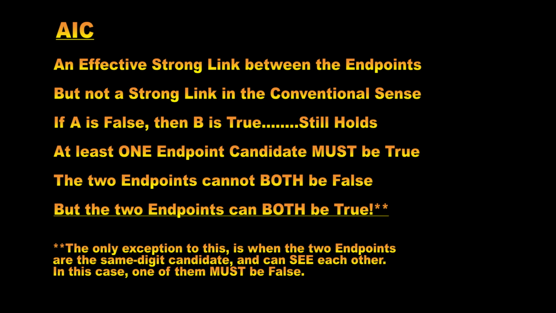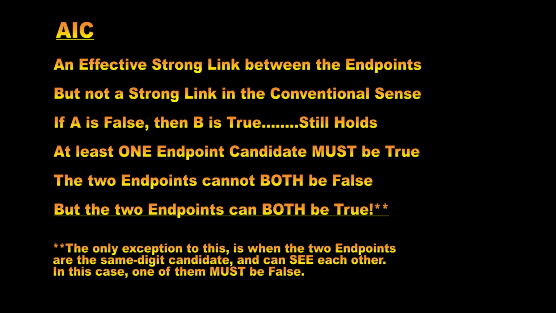However, there is one obvious exception to this, where the 2 endpoint candidates of the AIC cannot both be true, and that is when we have a chain that begins and ends with the same digit, and those 2 same-digit endpoint candidates lie in the same house and can therefore see each other. In this case, one of them must, of course, be false. It is not possible for both of them to be true if they can see each other. But this situation does not pop up very often.